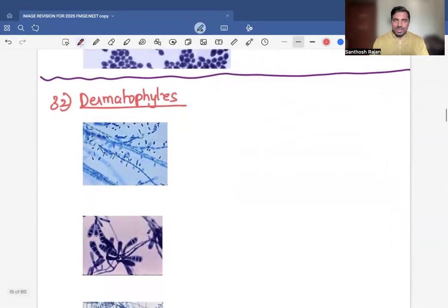Three important species in dermatophytes you have to know. What are they? First one is, I'm going to write it here, your Trichophyton. Second one is your Epidermophyton.